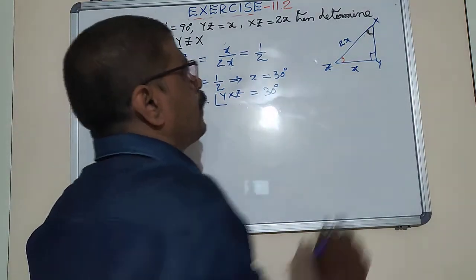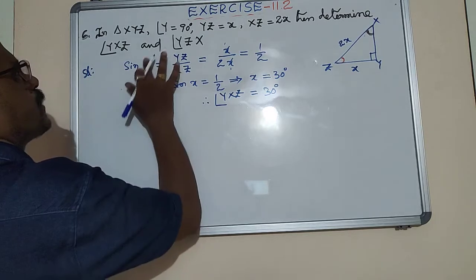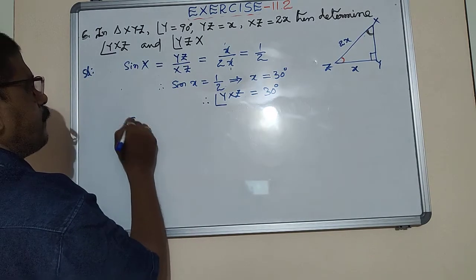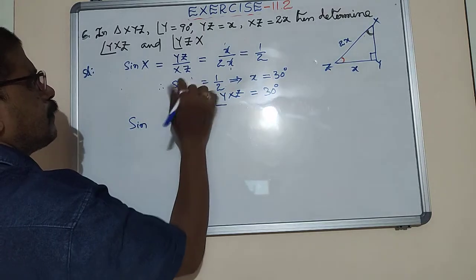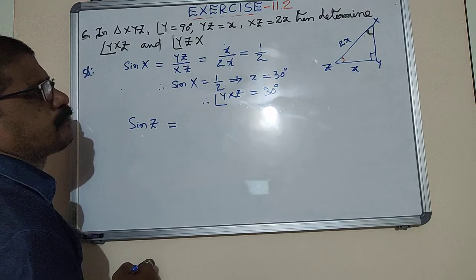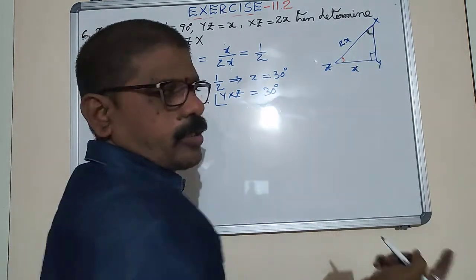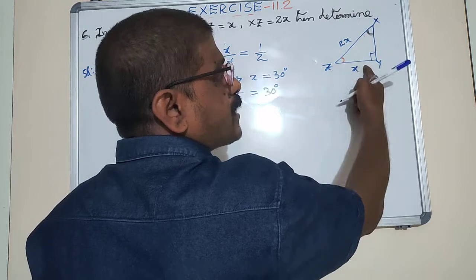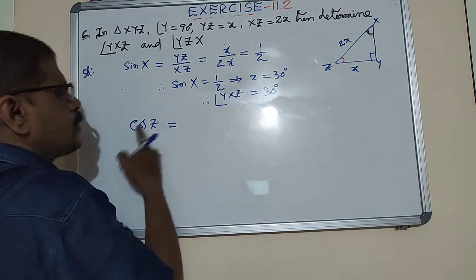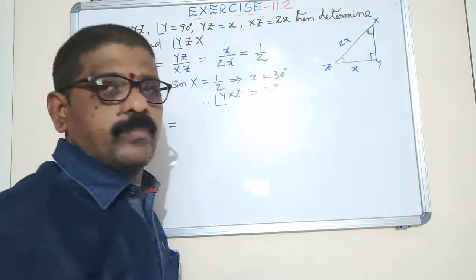Now, let it be the next one, sin Z. Sin X, we can take capital X. The next one, sin Z. Sin Z means opposite by hypotenuse. So opposite is not given. So which is given? Adjacent side. Now we can take cos Z. So cos Z means adjacent side to angle Z by hypotenuse.